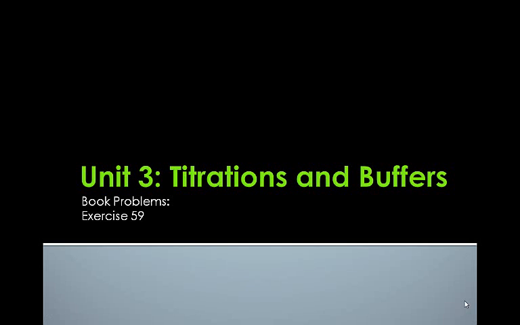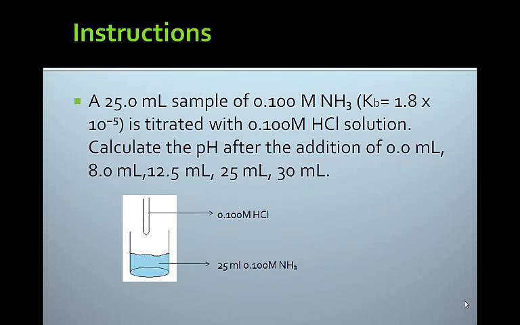Titrations and buffers. Book problems, exercise 59. A 25 milliliter sample of 0.1 molar ammonia, Kb of 1.8 times 10 to the negative fifth, is titrated with 0.1 molar HCl solution. Calculate the pH after the addition of 0 milliliters, 8 milliliters, 12.5 milliliters, 25 milliliters, and 30 milliliters.